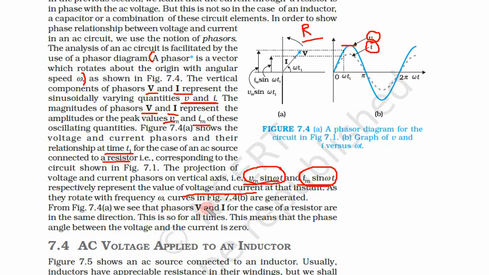We see that V and I for the case of a resistor are in the same direction. That is the most important thing. Both V and I are in the same direction. This is true for all times. That means the phase angle between voltage and current is 0. Let us summarize this once again, because it is very important to understand.